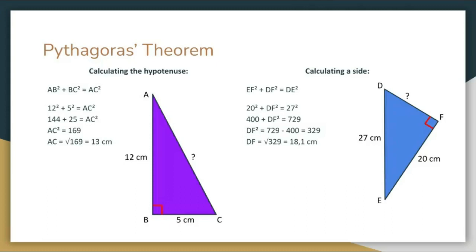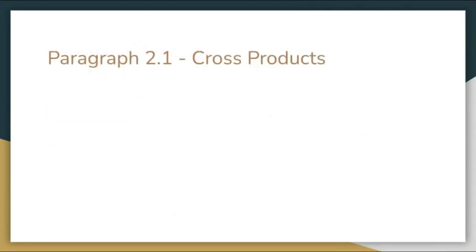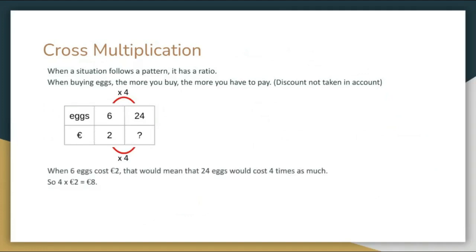Now that that's out of the way, let's start the first paragraph. I'm going to teach you what cross multiplying means. In most situations, there's a certain relationship between numbers. If you go to the grocery store and buy twice the supplies you would normally buy, you would probably have to pay twice as much. So if 6 eggs cost 2 euros and you want to buy 24 eggs, you can expect to pay 4 times as much as 6, as 4 times 6 is 24. So for 24 eggs, you would need to pay 8 euros.